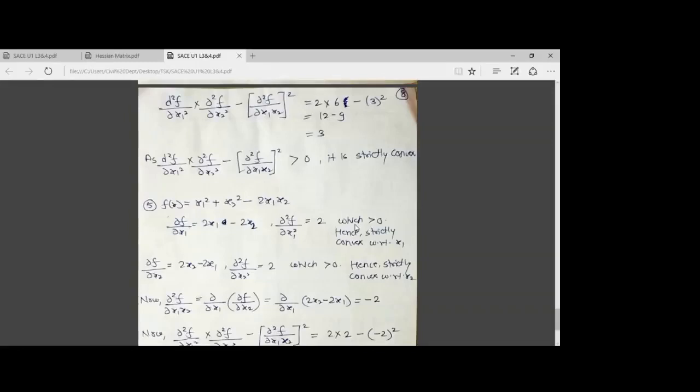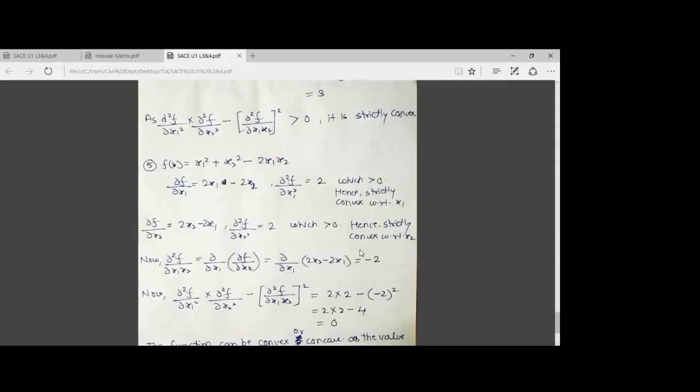Now which is greater than 0 and hence this is strictly convex with respect to x1. This is very important: it is convex, but with respect to what? With respect to x1. So that you have to write it.